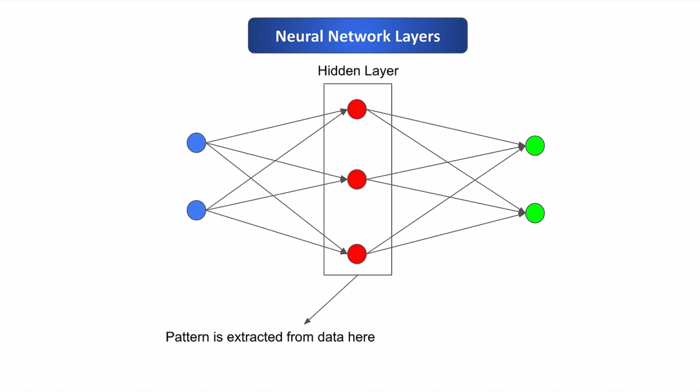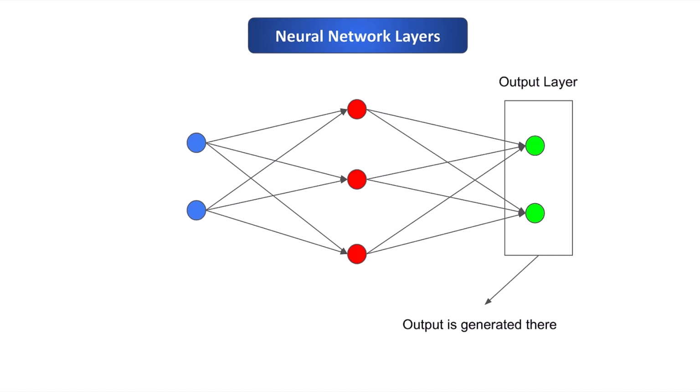And after the hidden layer, the third type of layer is called the output layer. As the name suggests, the output from the model is generated here. As we are predicting the gender of a person based upon his height and weight, after passing the height and weight of the person here at the input layer, we will get the prediction at the output layer.